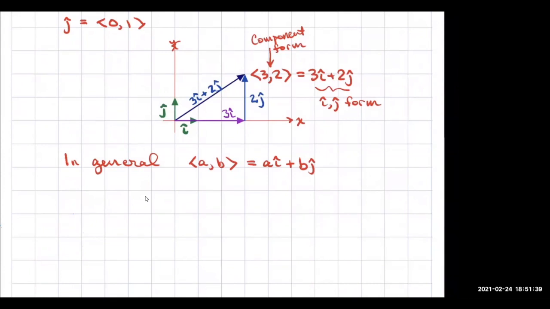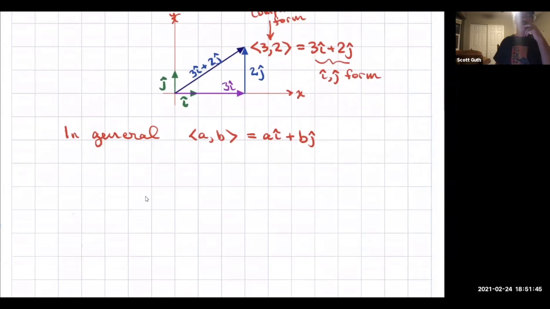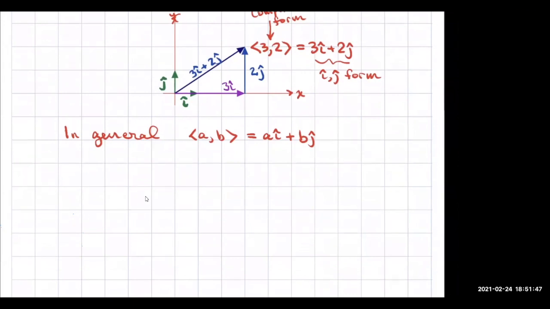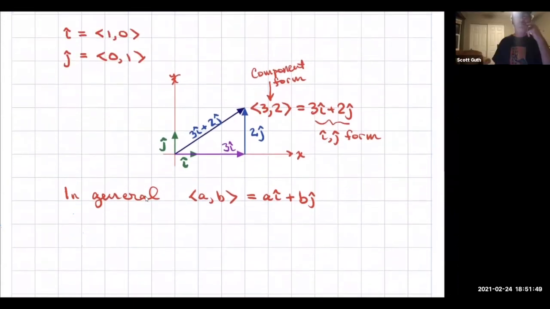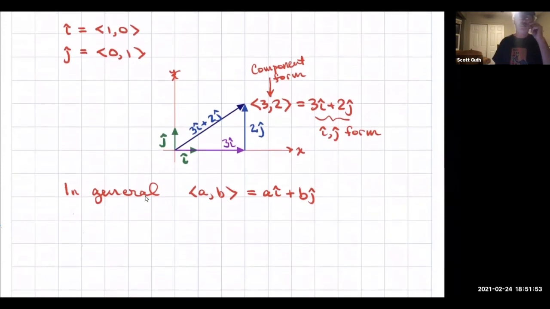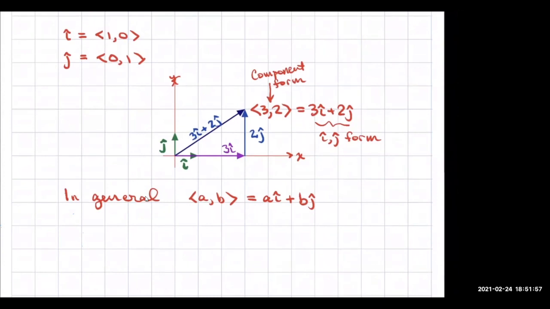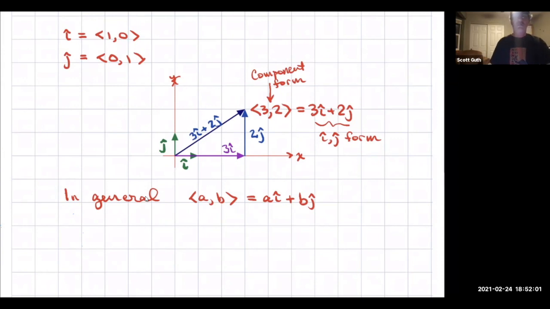Real quick, in this example, where'd you get the 2 and the 3 from? Oh, I just... You just made it up? Yeah, no, this is just me expressing a vector in component form using ij notation. So this is just a random choice that I did. Okay, gotcha. Yeah, I just want to show you that we can break these down this way.